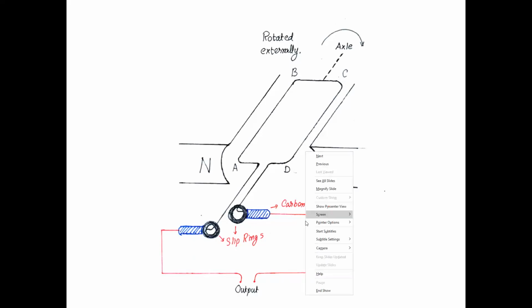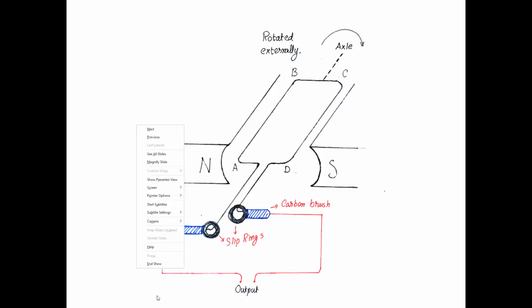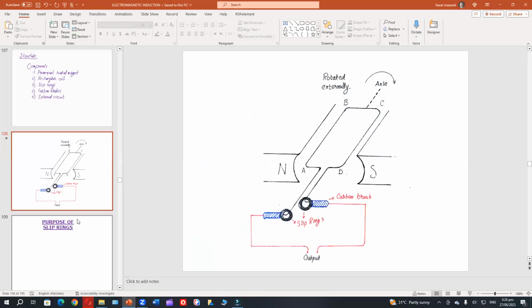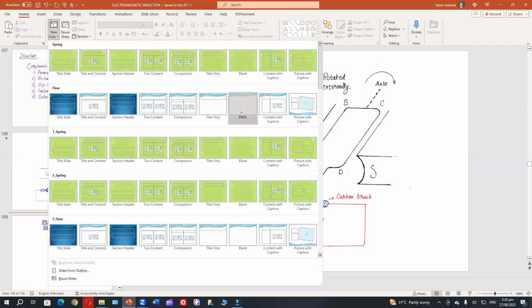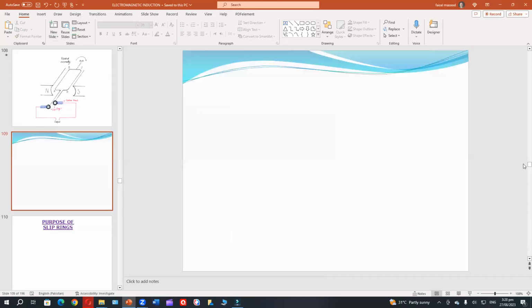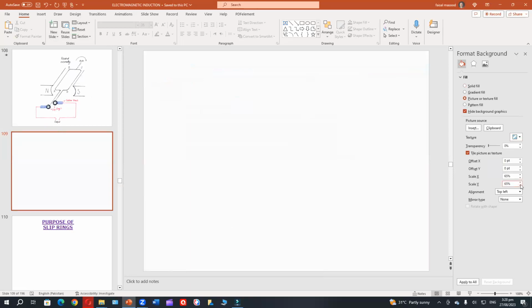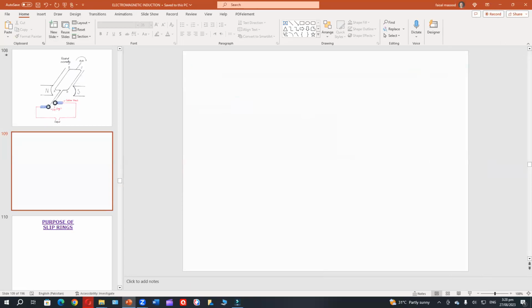Done. This is called an AC generator. The examiner can ask you to complete the generator figure. They can also give you the diagram and ask you to identify the components. Remember, generator and motor have a common structure, but the motor has a split ring and the generator has slip rings.